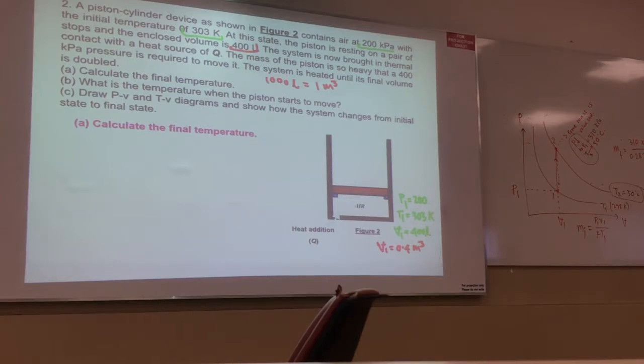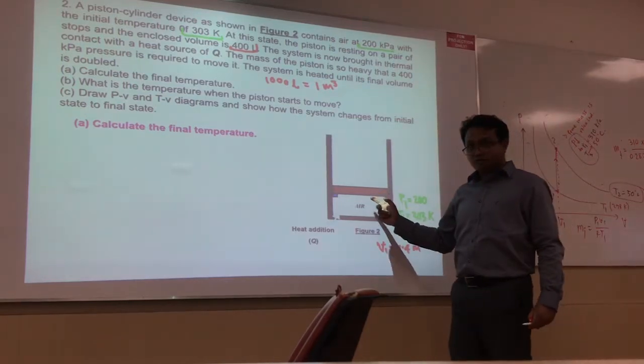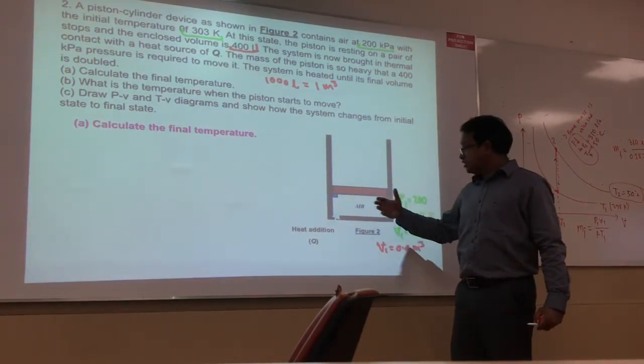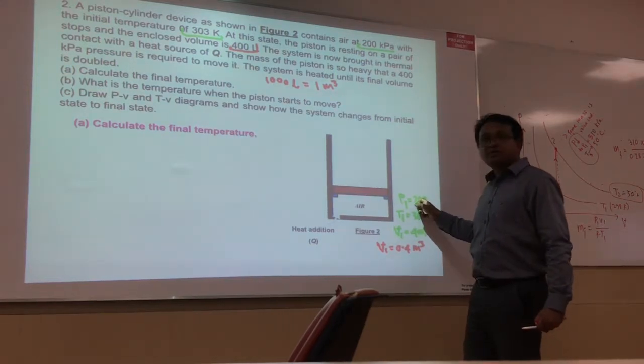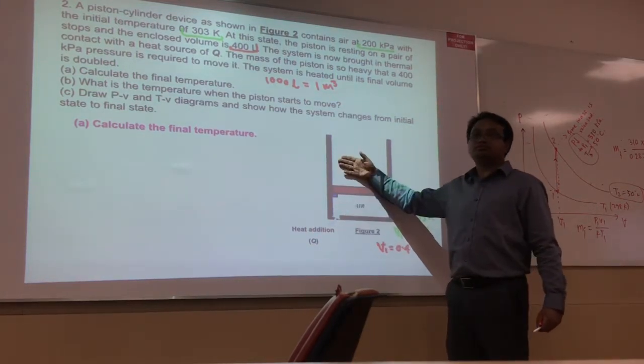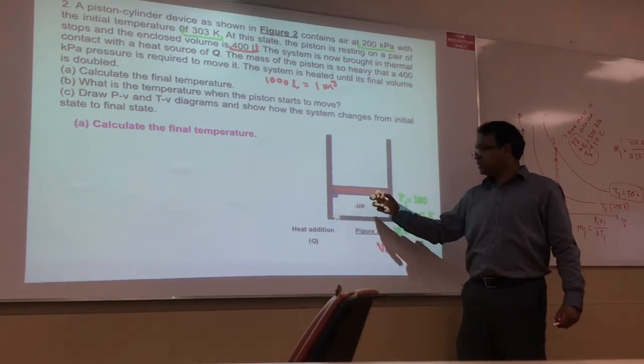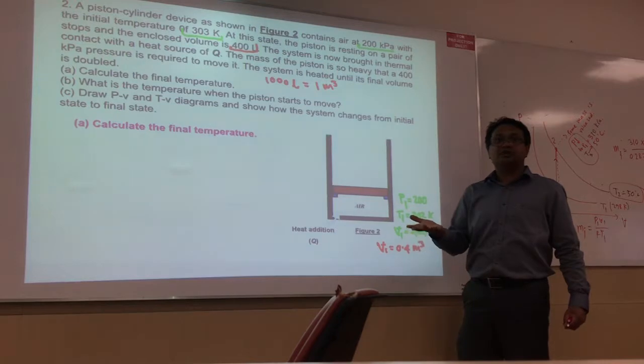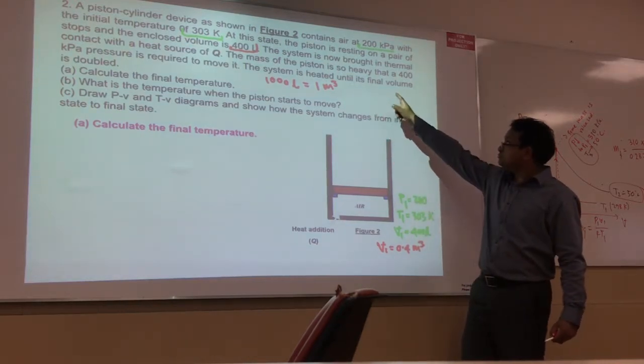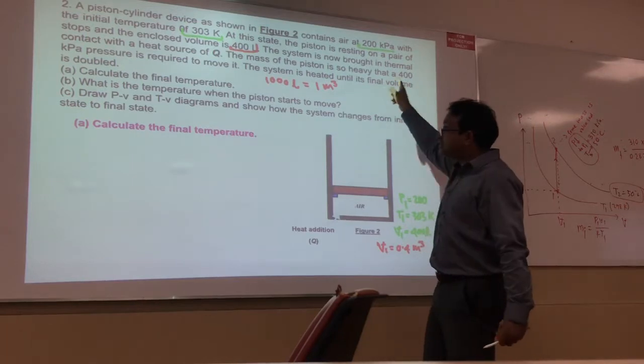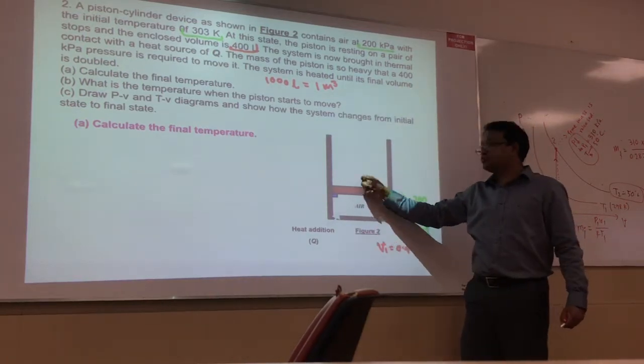Okay, secondly, the system is now brought in thermal contact with the heat source of Q. That means some heat is applied to the system. The mass of the piston is so heavy. Take a look. This piston is heavy, right? So the initial pressure of 200 kilopascal is not enough to move the piston. When you apply heat, the pressure and temperature build up initially. Then when the pressure becomes some number, 400 kilopascal, then the piston moves.